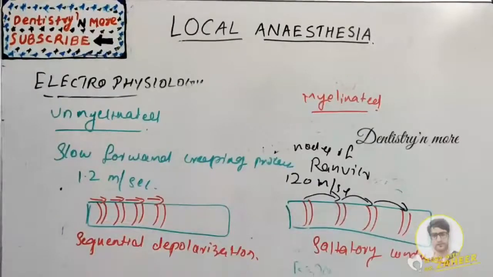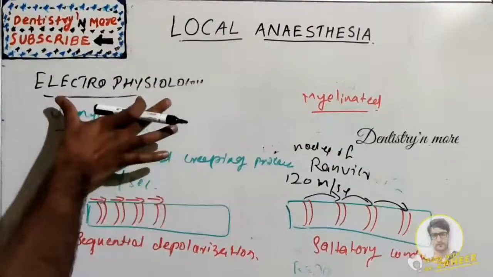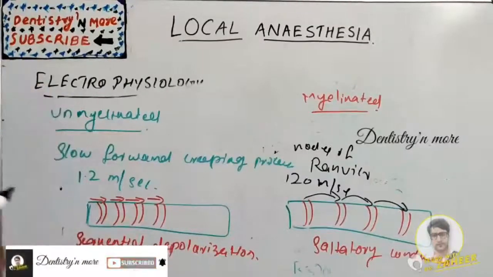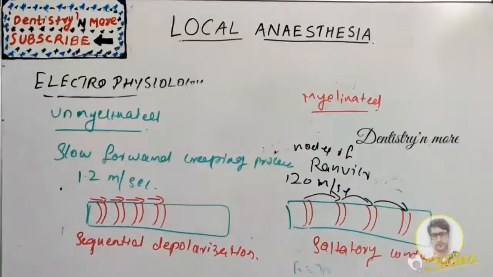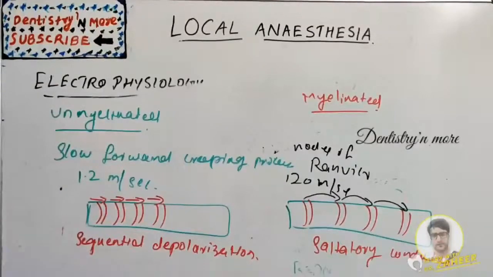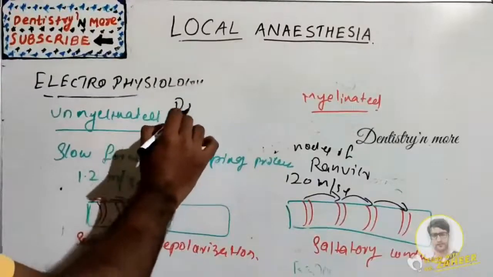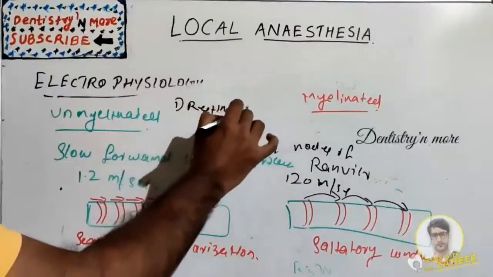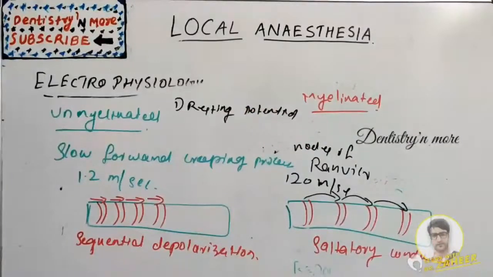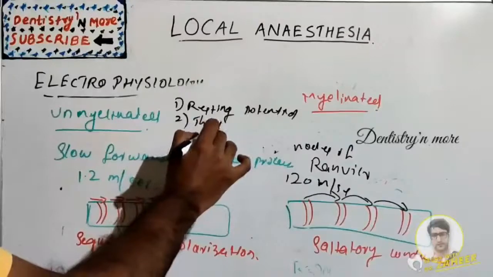And now we are going to learn the basic mechanism of local anesthesia. So far we finished the electrophysiology of the nerve fiber, how repolarization and depolarization happen. Now, the local anesthetic action. This local anesthetic agent interferes with the excitation process, and it can be done in many ways. The first one is changing the resting potential of the nerve membrane. We know what resting potential is. So the first mechanism of this local anesthetic is changing the resting potential, then changing the threshold potential.